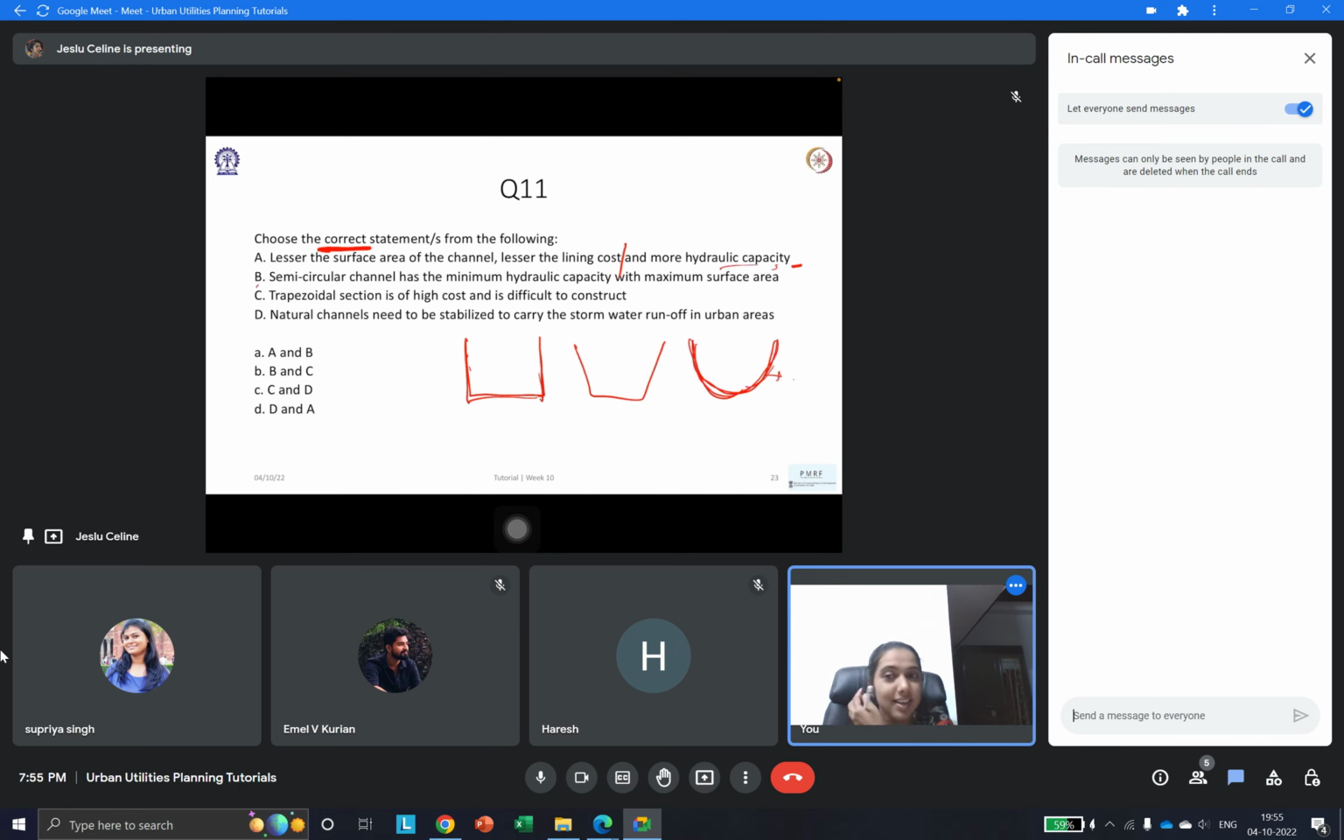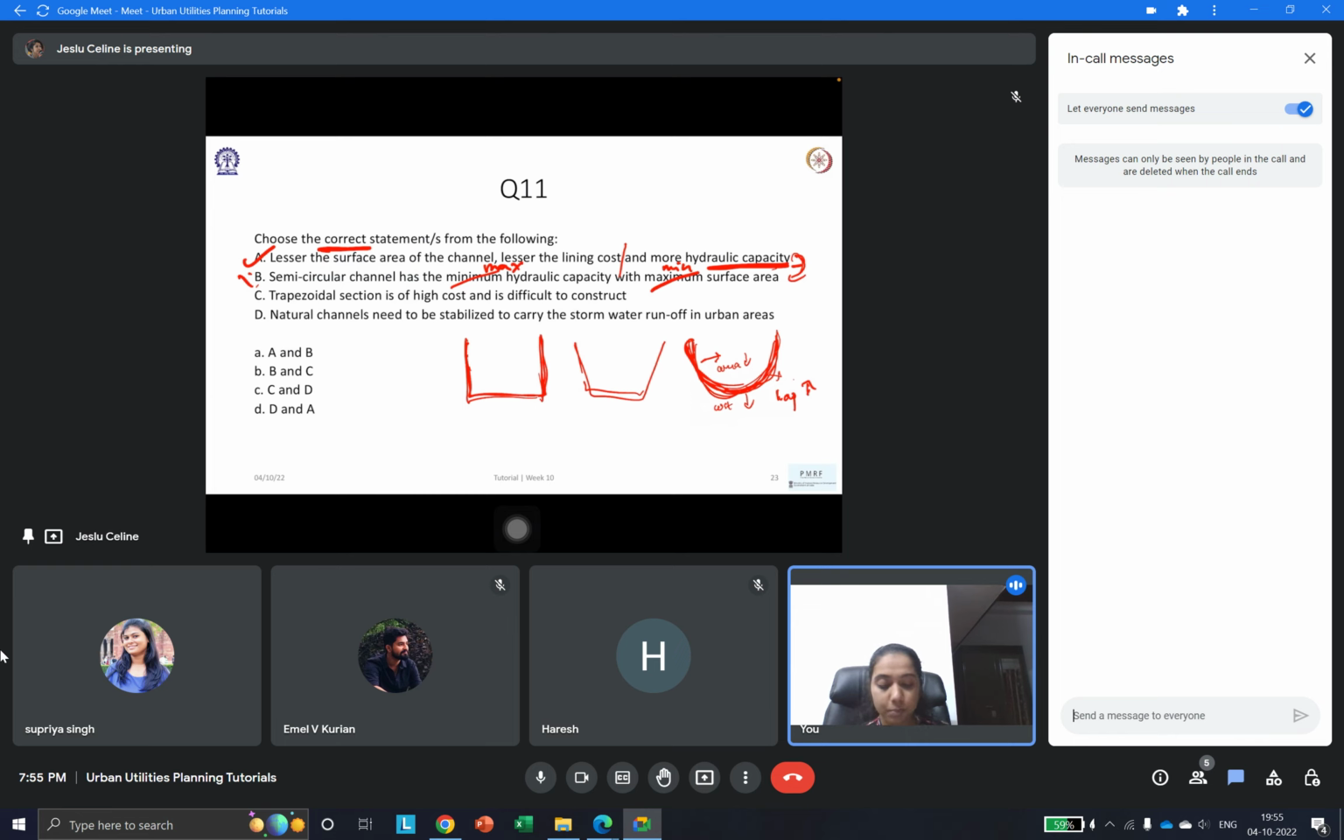Let's look into the second option. Semicircular channel has a minimum hydraulic capacity and maximum surface area. Is that right? No. When you have a circular section, you have minimum surface area and it has maximum hydraulic capacity. So these both are interlinked. Compared to a rectangular or trapezoidal section, if you take a circular section, then the area is reducing, lining cost is reducing, and our hydraulic capacity is increasing. So the first option is right, it will have more hydraulic capacity also. So this is right, this is wrong.